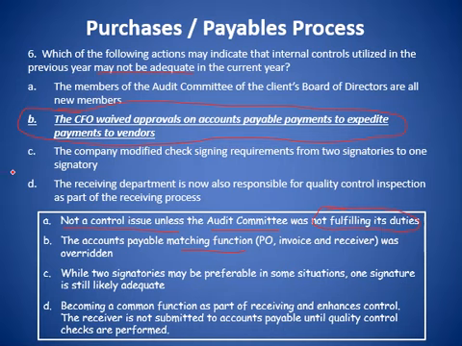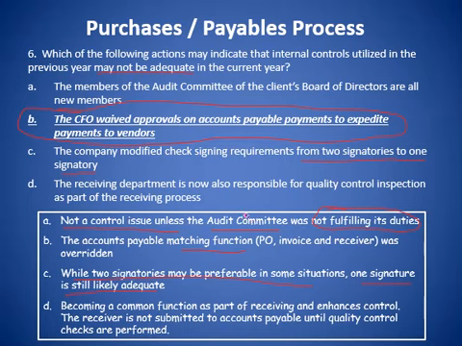Okay, if we take a look at C, C says the company modified check signing requirements from 2 signatories to 1 signatory. What that means is instead of 2 people looking at the check, now only 1 person was going to be looking at the check. The point is we still have an authorized individual reviewing the voucher packets and signing the check. And as it says here, while 2 signatures may be preferable in some situations, 1 signature is still likely adequate. Okay, then we go on to D.